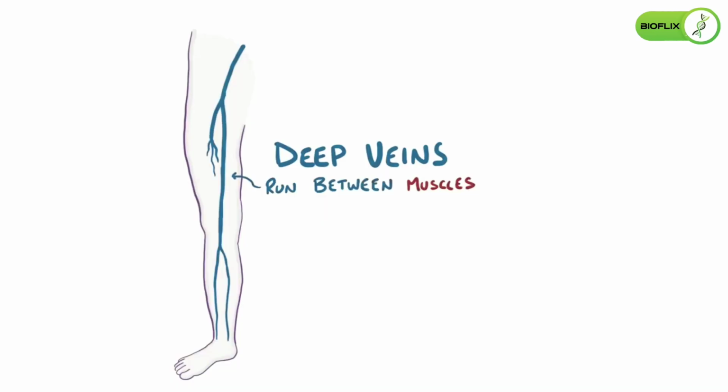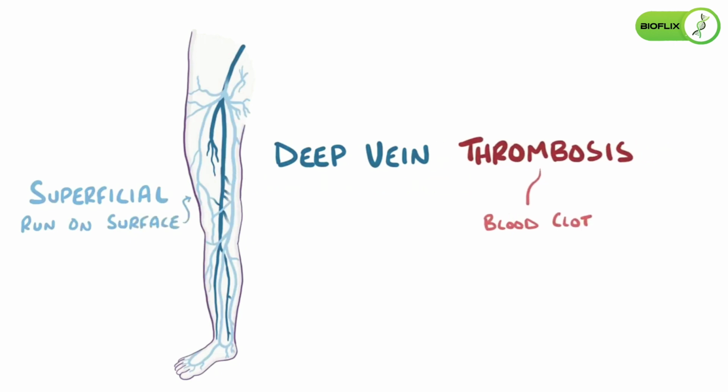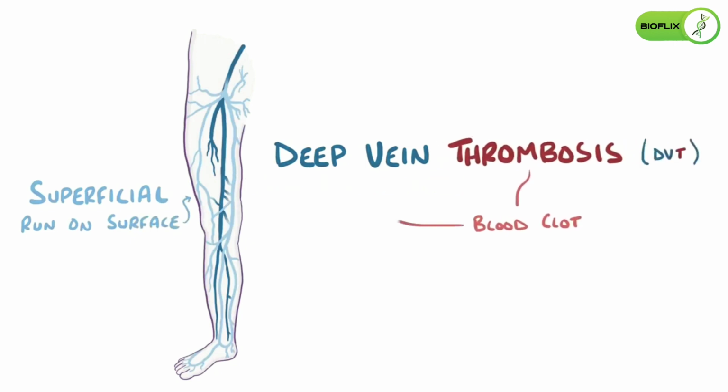Back towards the heart, as opposed to the superficial veins that you can see on the surface. And thrombosis refers to a blood clot. So a deep vein thrombosis, or DVT, is a blood clot in one of those deep veins.